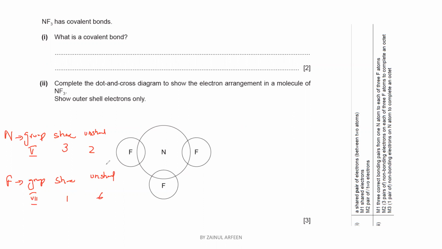That's 6. So now we'll draw the structure. If fluorine brings 1 electron, nitrogen should bring 1 electron from that side. Fluorine brings 1 because each fluorine shares 1. So if each fluorine shares 1, nitrogen will share 1. Then for the unshared electrons, for fluorine we have to draw 6 unshared.